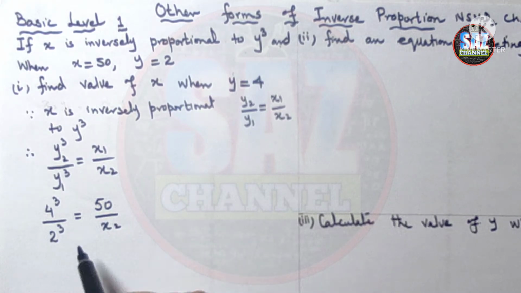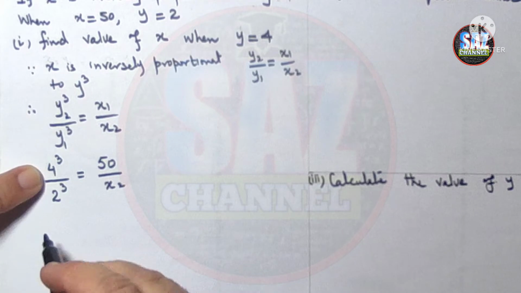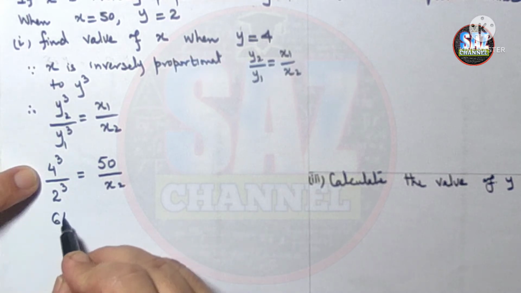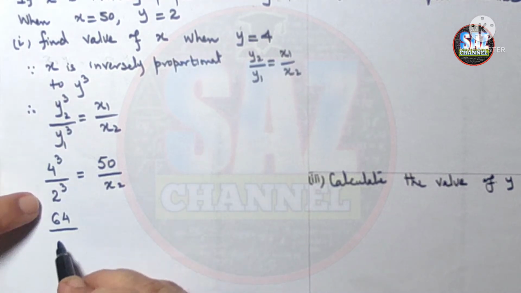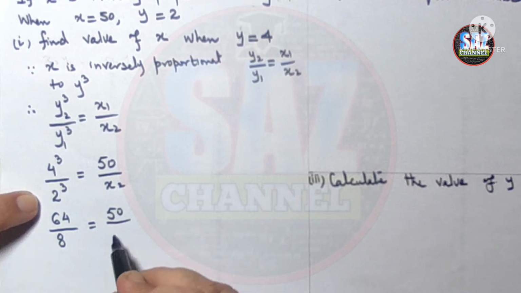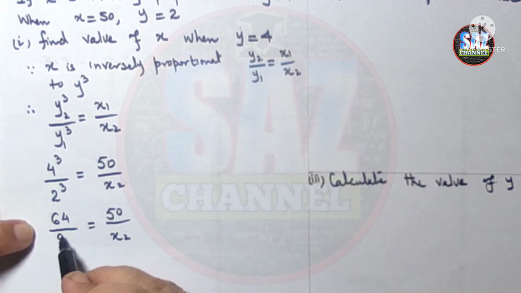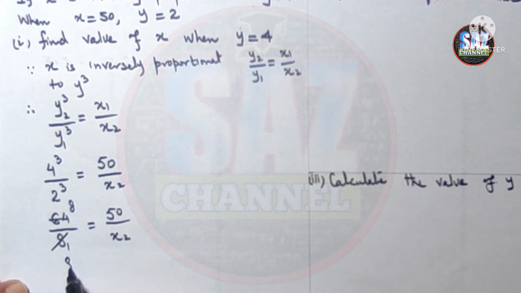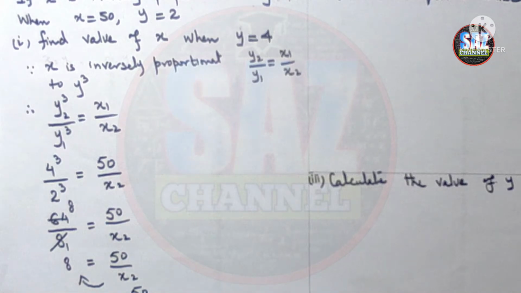Okay, now cube of 4 is 64, and cube of 2 is 8, equals 50 upon x2. Now table of 8: 8 eights are 64, and 64 divided by 8 is 8, equals 50 upon x2. Now go for cross multiplication. 8x2 is equal to 50, and now we have to find the value of x.